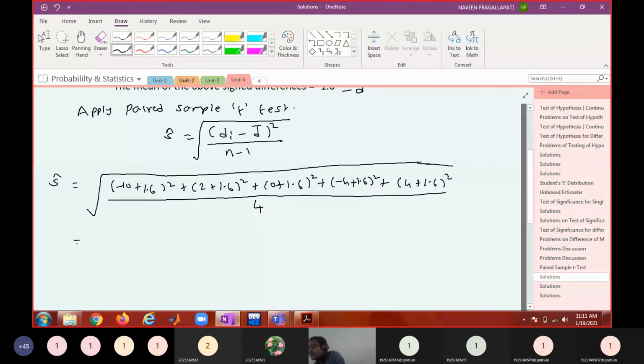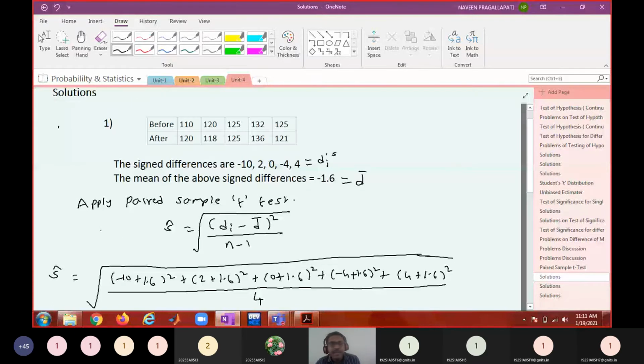5.549. Sir, here it is given as, did I copy the data? 110, 120, 120, 118, 125, 125, 132, 136, 125, 121. Correct only. Minus 10, no, 2.